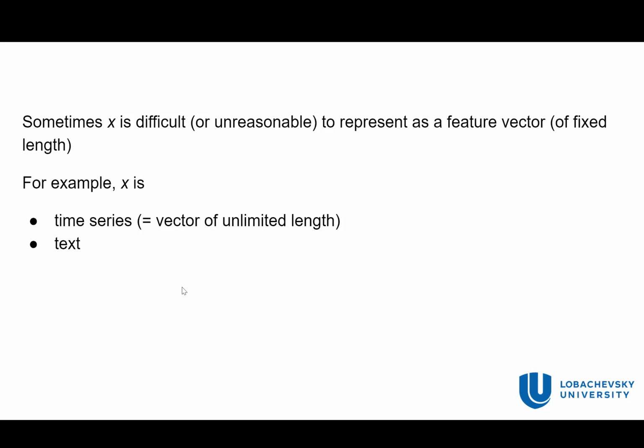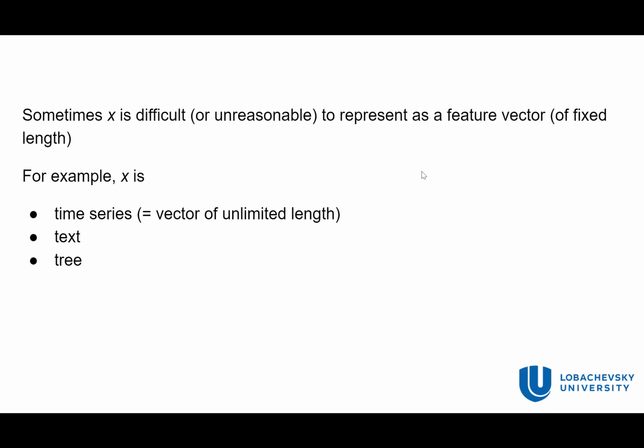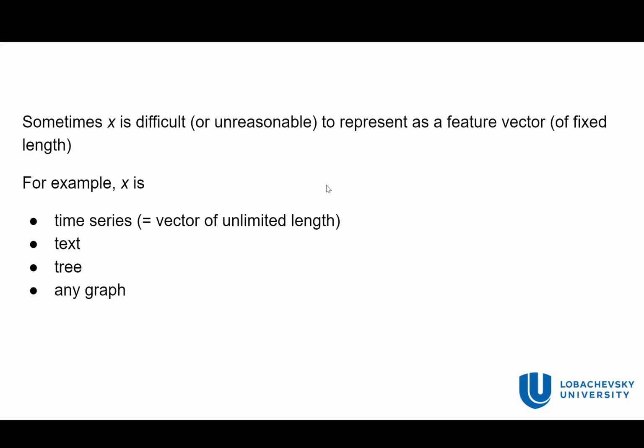Text also is difficult to code without loss of information by a vector of fixed length. Text can be considered as a time series because the text is a series of words, for example. Another example, a tree or any graph and so on.